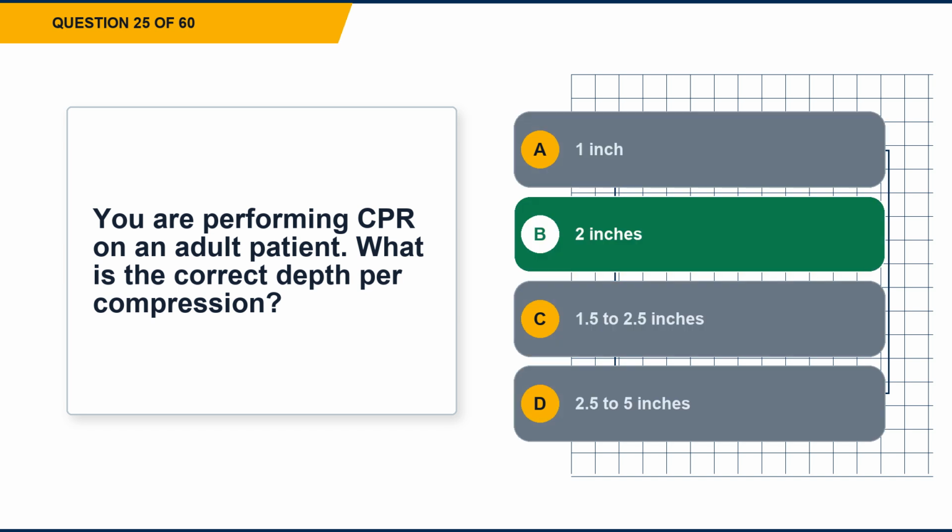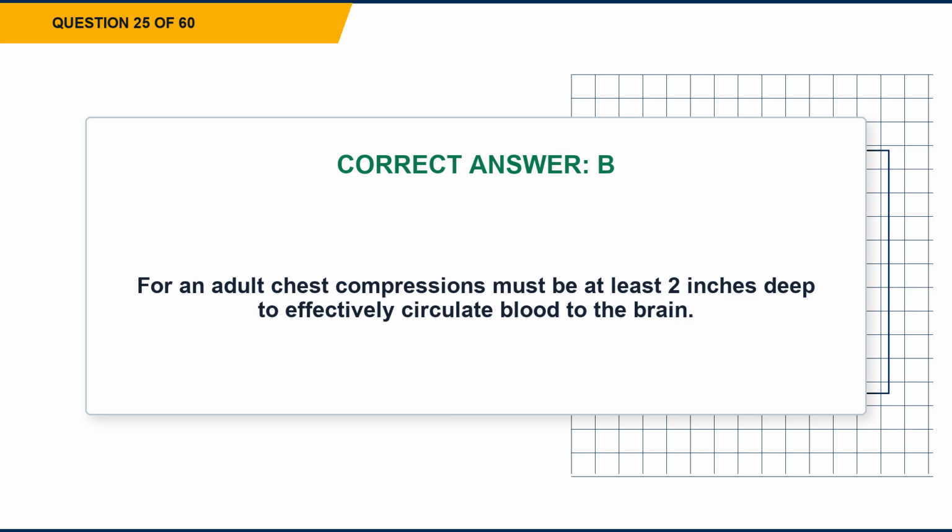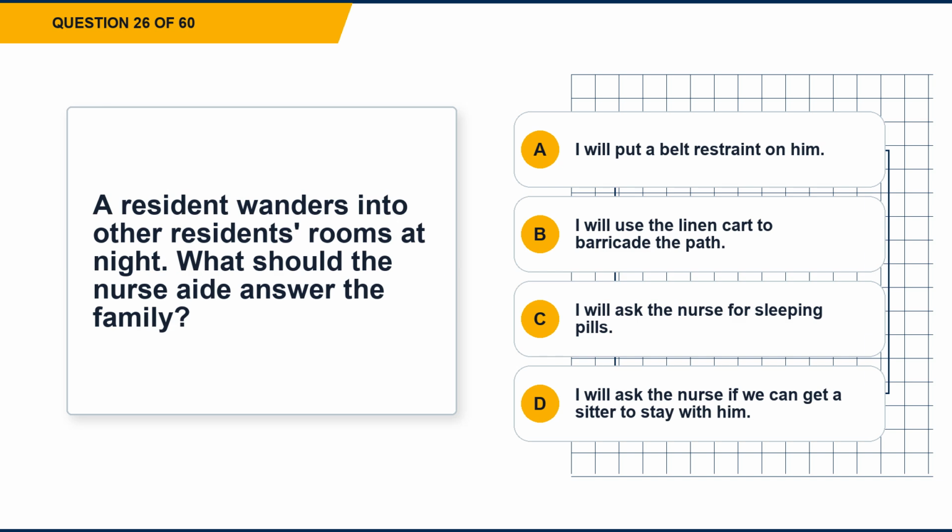The correct answer is option B. 2 inches. Explanation. For an adult, chest compressions must be at least 2 inches deep to effectively circulate blood to the brain. Question 26. A resident wanders into other residents' rooms at night.